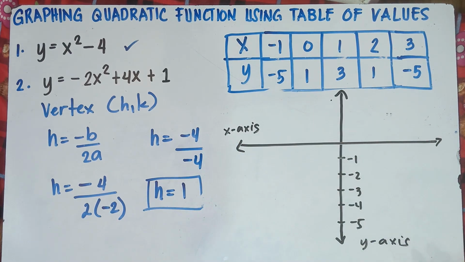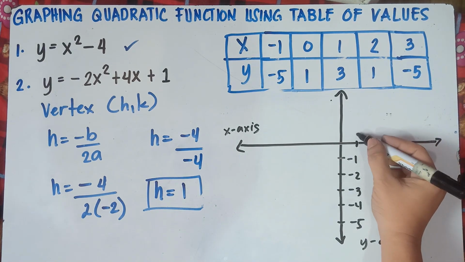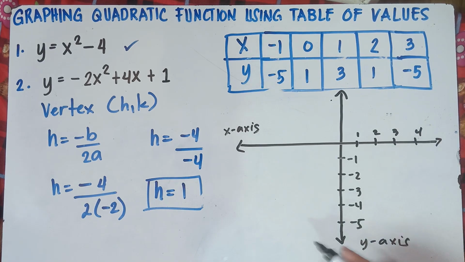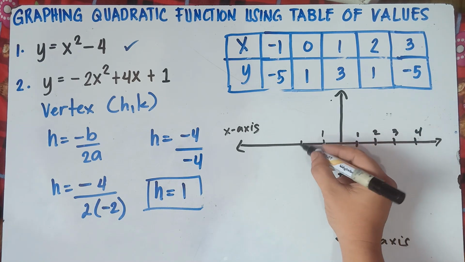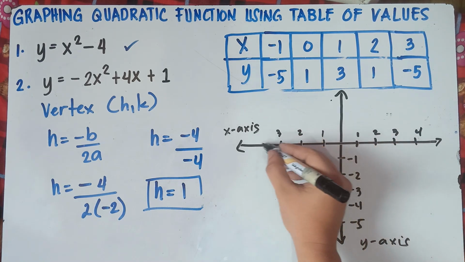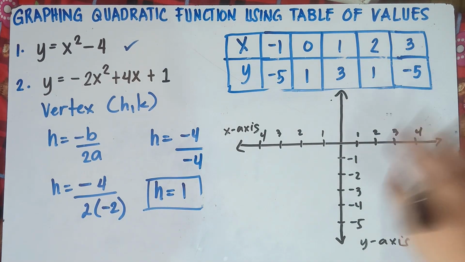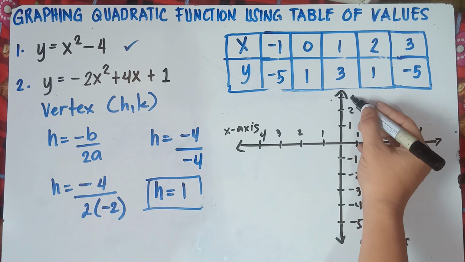In the x-axis, class, we have positive numbers going to the right. So we have 1, then 2, then 3, then 4. And negative numbers going to the left. So we have 1, then 2, then 3, then 4. Alright, and then going upwards for the y values, we have positive numbers 1, 2, then 3.